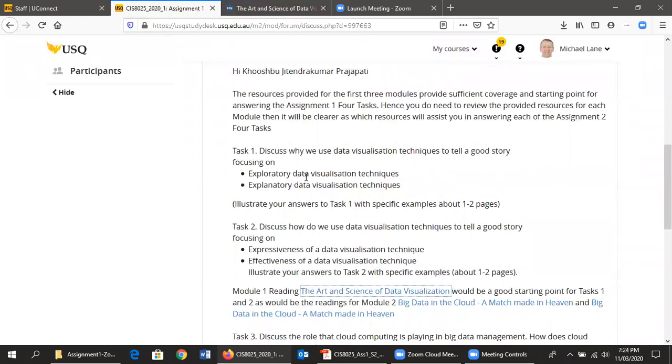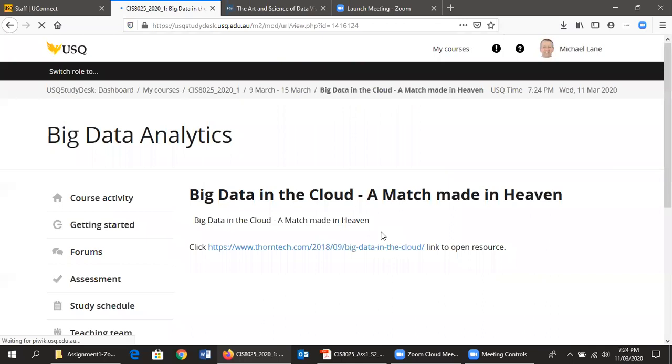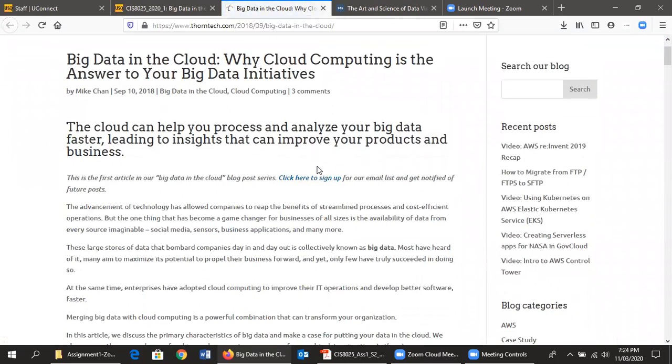So if we go back to that, and then if you look at task 3, discuss the role that cloud computing is playing in big data management, and how does cloud computing impact on data visualization? And again, if we click on that one there, hopefully that's going to open up. Yeah, so there's a nice article here on cloud computing.